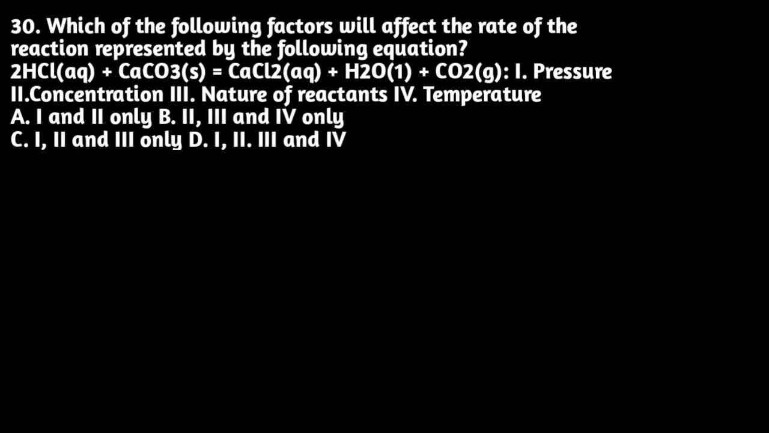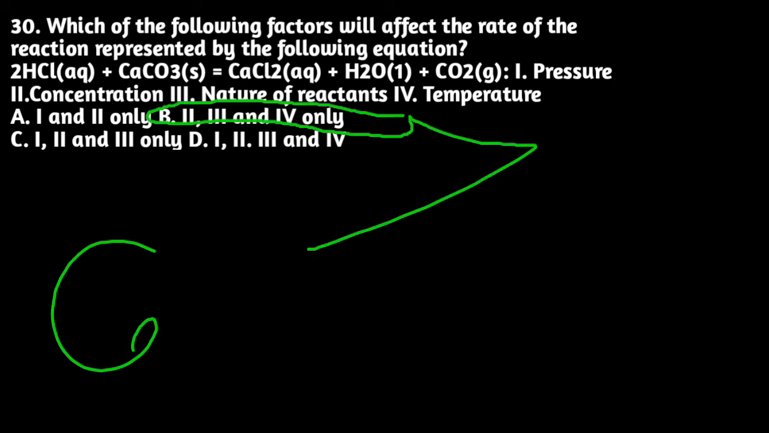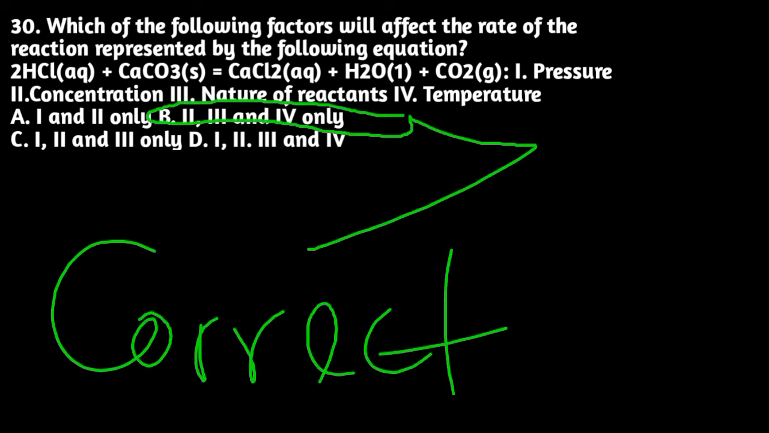Which of the following factors will affect the rate of the reaction represented by the following equation? As you can see from the equation, as far as we have one solid there, pressure is ruled out. And because of the one solid here, we can make use of nature of reactant, temperature, and concentration. Therefore, we are picking option 2, 3, and 4 only.